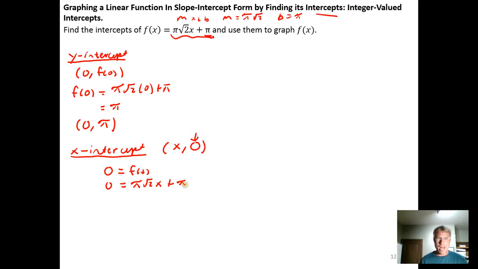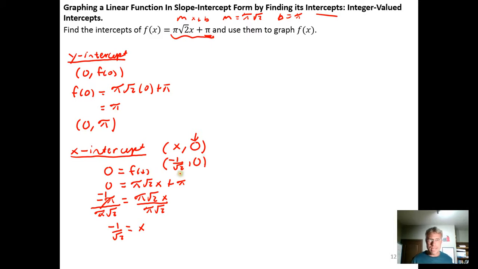And now I just have a linear equation in one variable, and I solve for that variable. So I'm going to subtract pi from both sides, which is going to leave me with negative pi equals pi times the square root of 2 times x. And then I'm going to divide both sides by pi times the square root of 2. And negative pi divided by pi is just going to equal negative 1. So I get negative 1 over the square root of 2 is equal to x. So what I discover is that when I input negative 1 over the square root of 2, the output of the function is going to be 0.